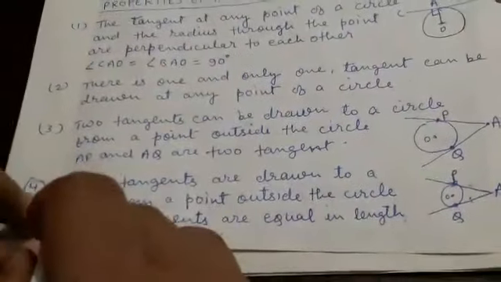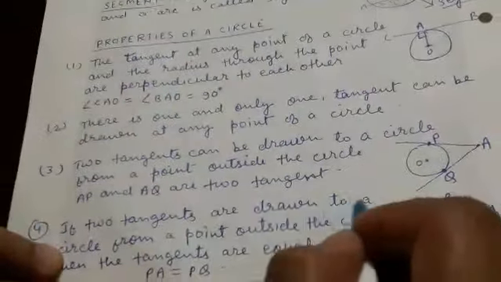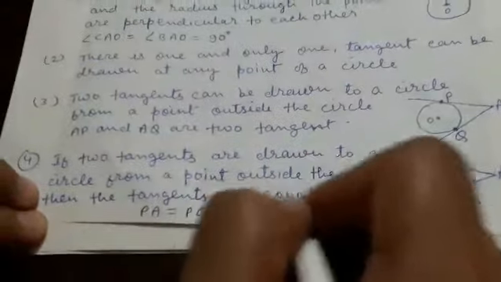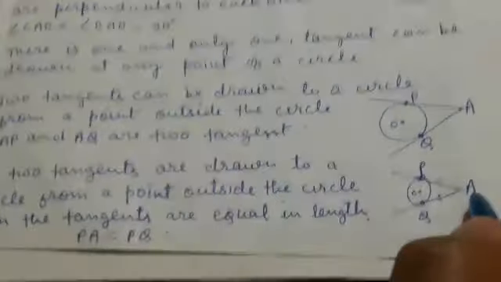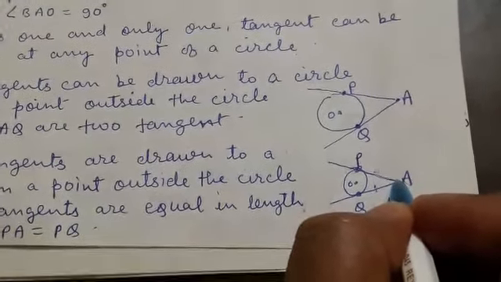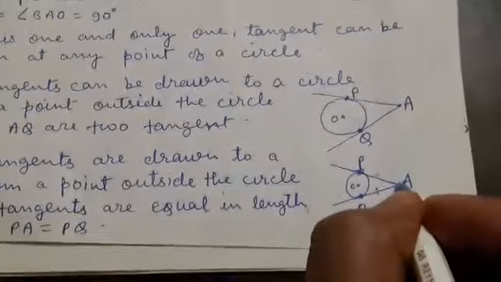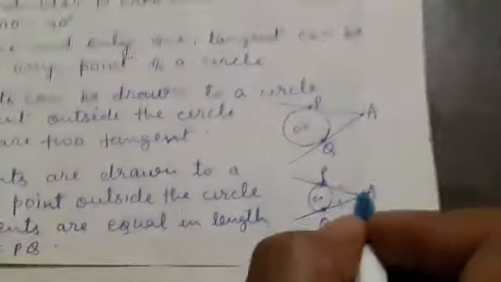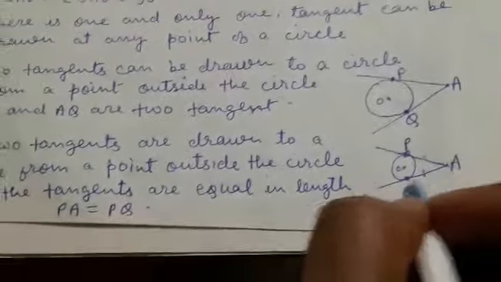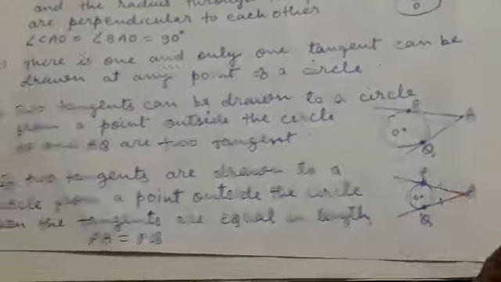And remember the fourth property: if two tangents are drawn to a circle from a point outside the circle, then the tangents are equal in length. Here, if we are drawing tangents from the outside point A, which is outside of the circle, AP and AQ, then AP and AQ will be equal in length.